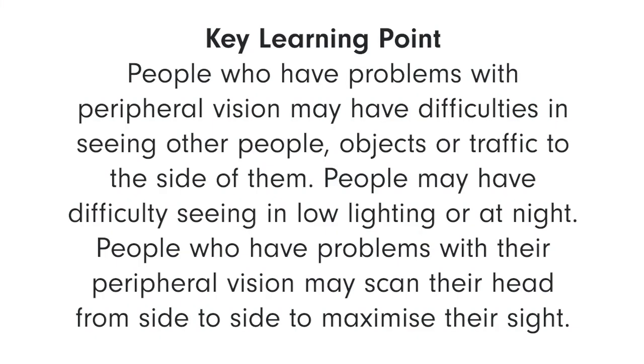People who have problems with peripheral vision may have difficulties in seeing other people, objects, or traffic to the side of them. People may have difficulty seeing in low lighting or at night. People who have problems with their peripheral vision may scan their head from side to side to maximize their sight.